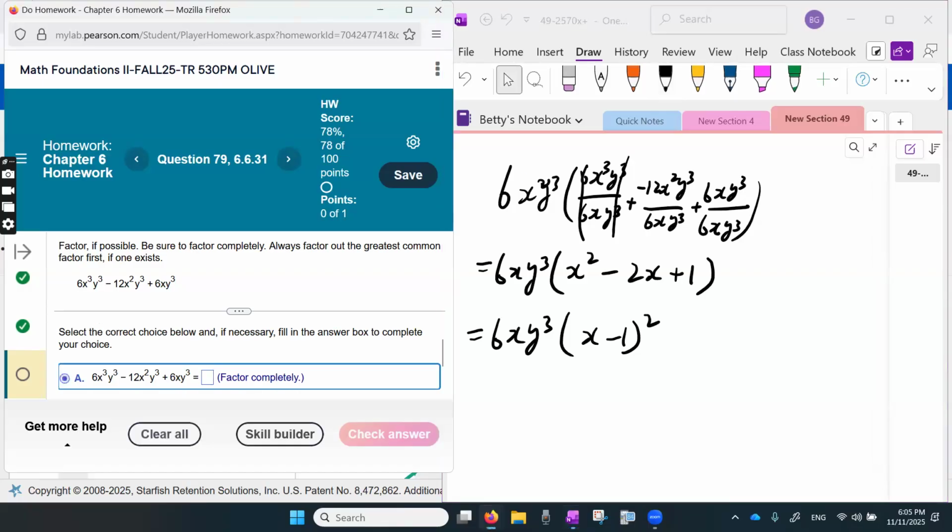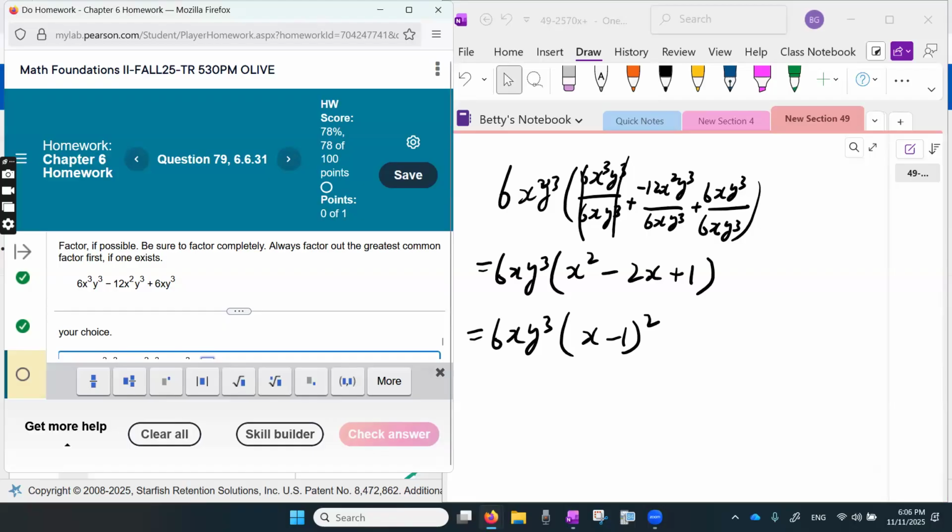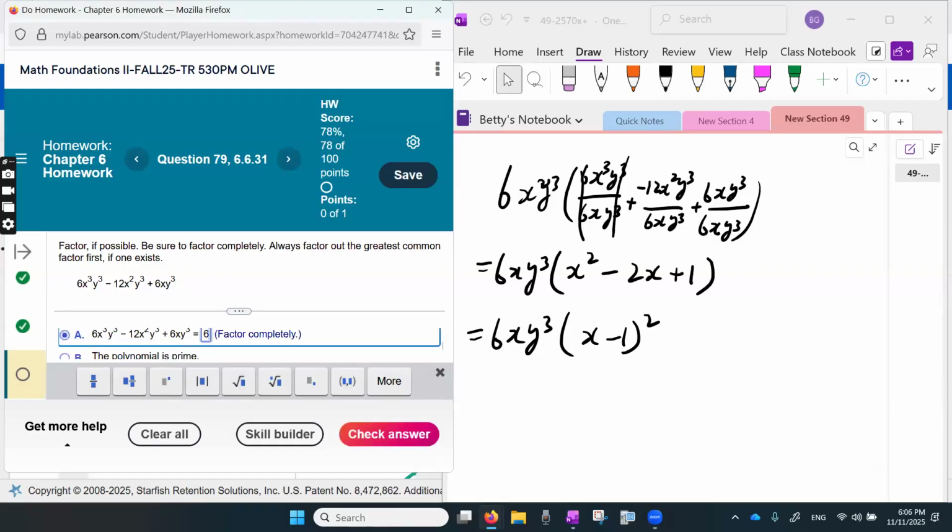So we can enter 6xy cubed, parentheses to the power of 2. Inside the parentheses, x minus 1.